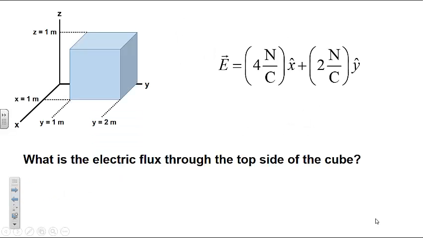Next, let's calculate the electric flux of this electric field through the top side of this cube. Since our system is a closed surface, the area vector must point toward the outside of the cube, and thus for the top side of the cube points in the positive z-axis direction. The magnitude of the area vector is the area of a rectangle with sides dx and dy.